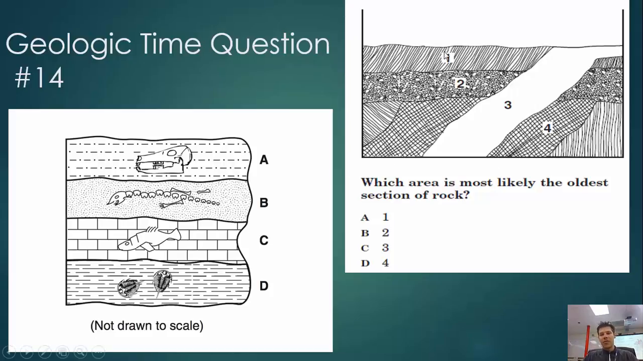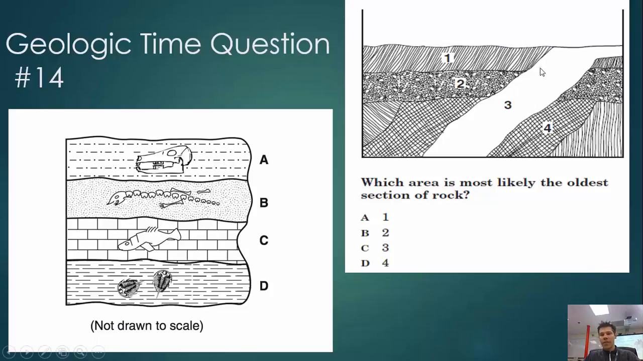Alright, so now on this level, 1, 2, 3, and 4, we need to figure out which one is the oldest. Alright, 1 is up here on the top, so it's definitely not going to be the oldest. Now look here at 3. Rock 3 actually breaks through rock level 4, it breaks through rock level 2, and it breaks through rock level 1, which indicates that actually rock 3 is the youngest, because rock 3 broke through rock 1.